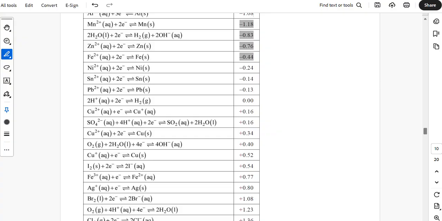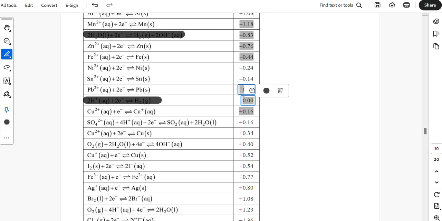If I look for my hydrogen, I've got two. I've got this one here, and the one that's a little bit higher up as well. The difference between the two is that this one is the acid. So this is the one I need, the one I use, because it's got acid in it.